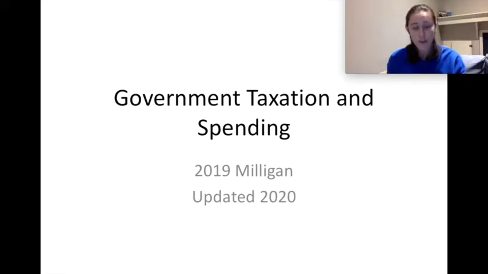So this new unit that we've entered into is a part of our national economy unit, in which we're going to be looking at federal taxation and federal spending, which actually plays quite well into some current events that we're going to get into a little bit later on. There are some big questions that appear whenever we talk about government spending and government taxation.